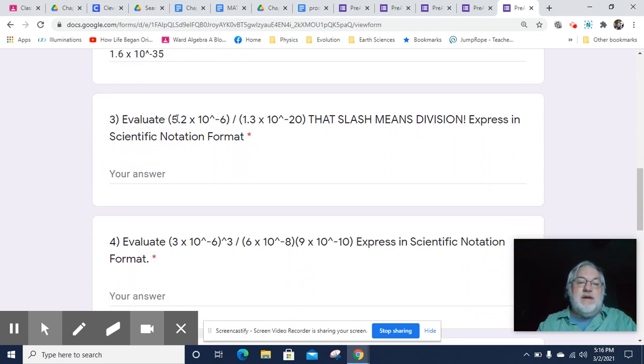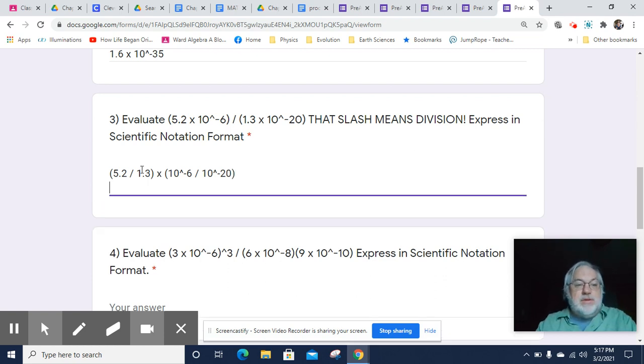Once again, we've got a division problem. 5.2 times 10 to the negative 6th divided by 1.3 times 10 to the negative 20th. All right, as has been the pattern with everything else, we are going to group our coefficients. So 5.2 divided by 1.3, and that's going to be times 10 to the negative 6 divided by 10 to the negative 20th. Okay. And now we'll deal with them separately. 5.2 divided by 1.3 is going to be 4. Okay, and that's going to be times 10.